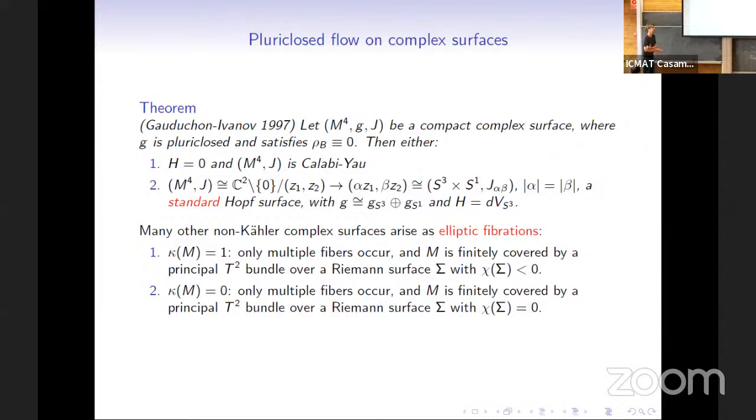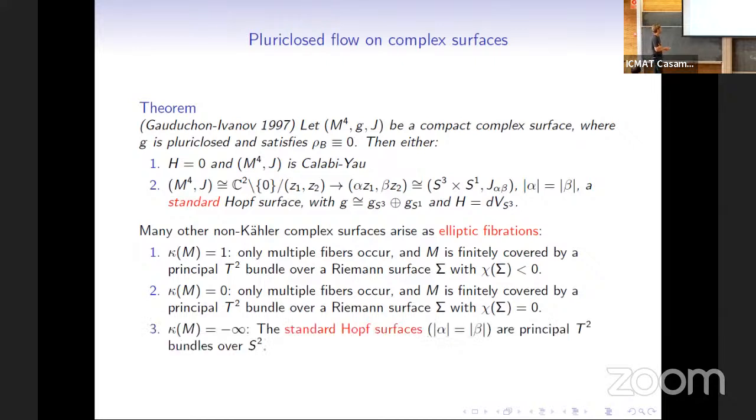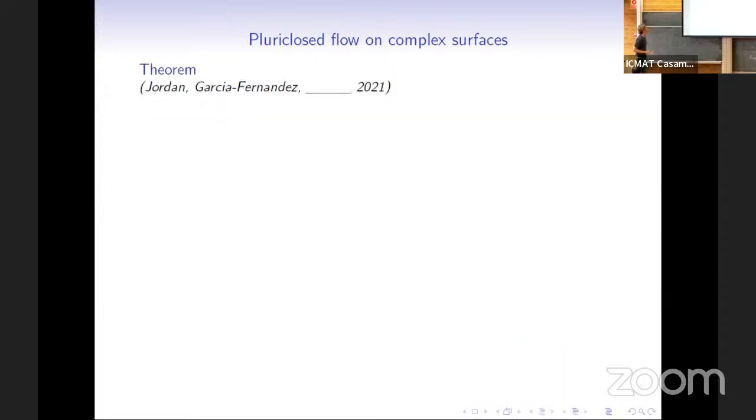Euler characteristic 0. And then, of course, even these standard Hopf surfaces are in fact also principal T2 bundles over S2. So in fact, this result from last time, where I discussed these invariant generalized Ricci flows on S3, is in fact describing pluriclosed flow lines. I didn't really discuss this case yesterday, but it's saying something about pluriclosed flows on those manifolds.